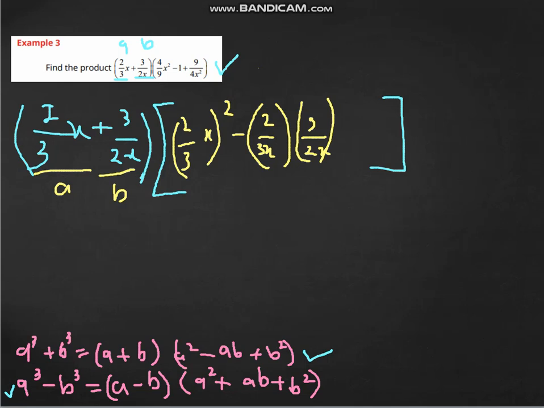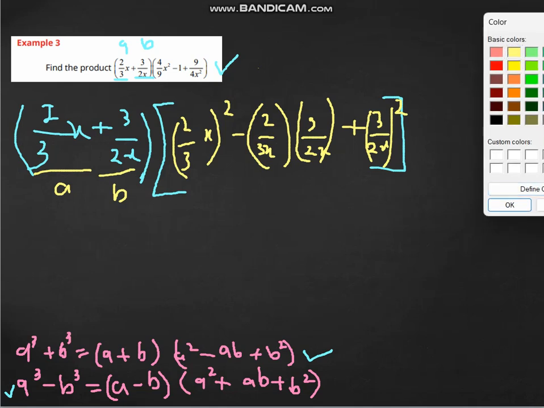And then we have plus b squared, which is 3 upon 2x squared. Okay. Now let's see what we can do.